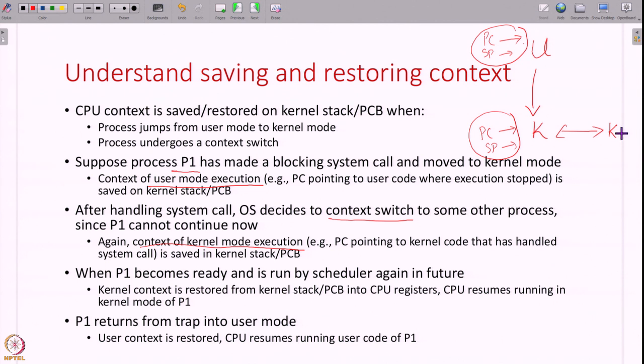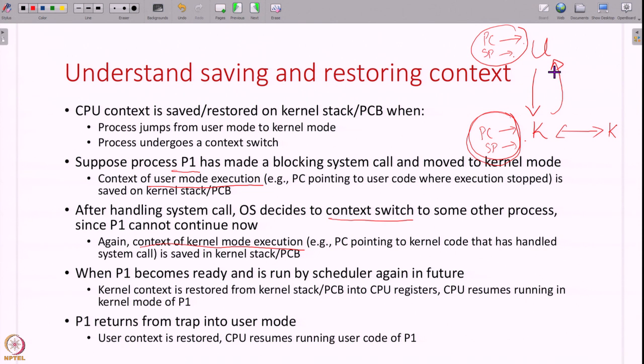Now at a later point of time, the scheduler will come back to this process again when this process is ready to run in the future. Maybe now it is blocking for disk, but once the disk data is ready, this process will be ready to run. At that point, once again you will restore this context, you will resume execution in kernel mode, and after you are finished with your system call handling, your system call can complete, right? The data is available, you do not have to block anymore, you complete. And now you will once again restore this user context and you will jump back into user code.